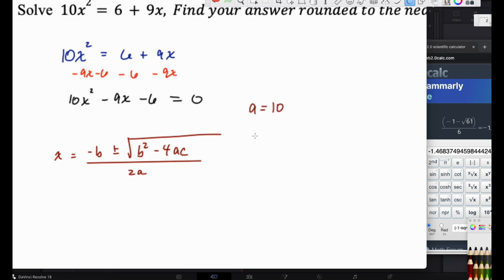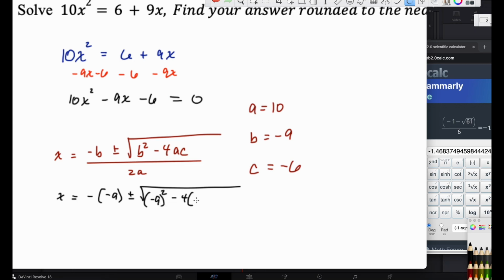A is 10, B is negative 9, and C is negative 6. And, you know, this didn't simplify, right? So 10, negative 9, and negative 6 don't have any common factors, so I would have checked for that also, but there aren't any. And so now we're just going to substitute. So we got negative 9 plus, I think it's really important to use parentheses here because it's so easy to make a sign error. Same with this. Negative 9 squared minus 4 times 10 times negative 6 all over 2 times 10.